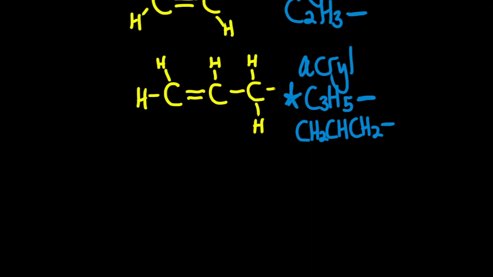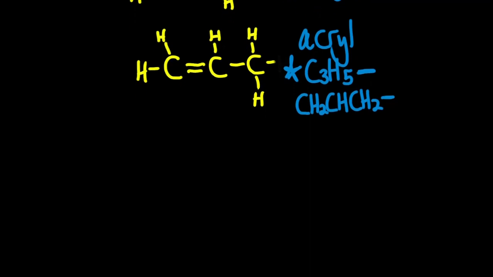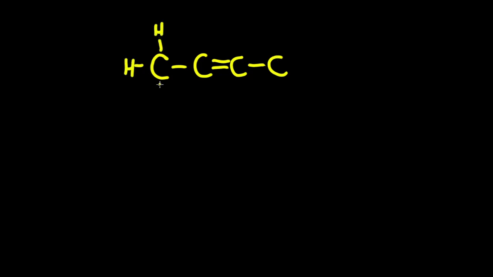Okay, and finally, we have one that is derived from 2-butene. So 2-butene, not to be confused with 1-butene. And if I remove a hydrogen from this one, now I have the name crotyl.